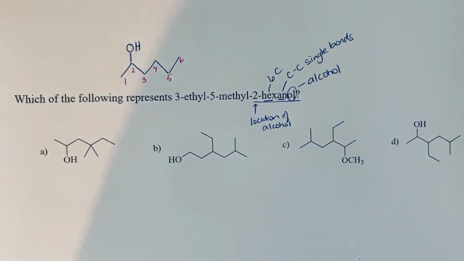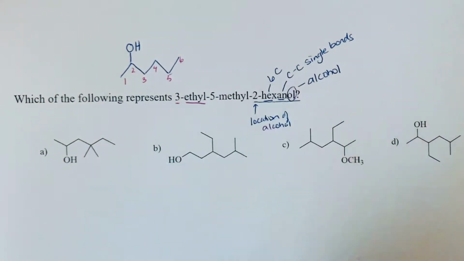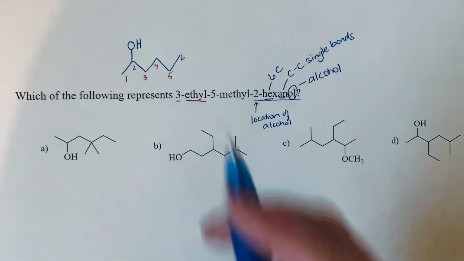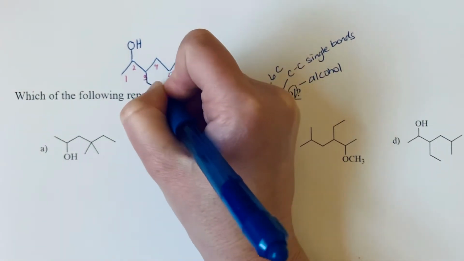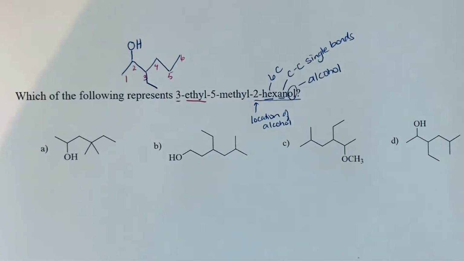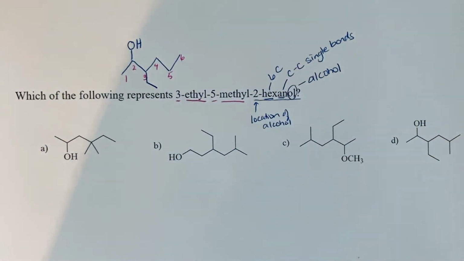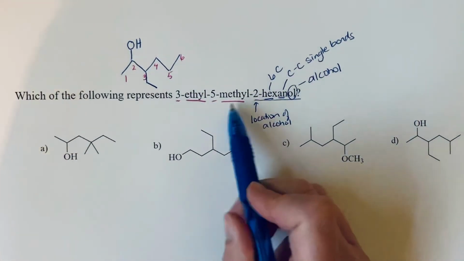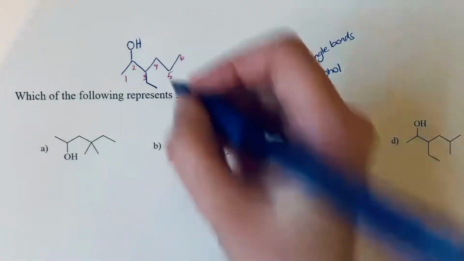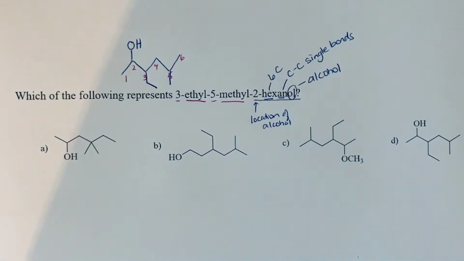And now I want to put in the substituents. So 3-ethyl tells me that at carbon number 3, I have an ethyl group, which is a 2 carbon atom substituent. So 1, 2, and it doesn't matter if I bend this way or this way, it's going to be the same molecule. And then 5-methyl tells me that at carbon number 5, I have a methyl group, which is just a 1 carbon atom substituent. So we want to see if we can find what looks like this.